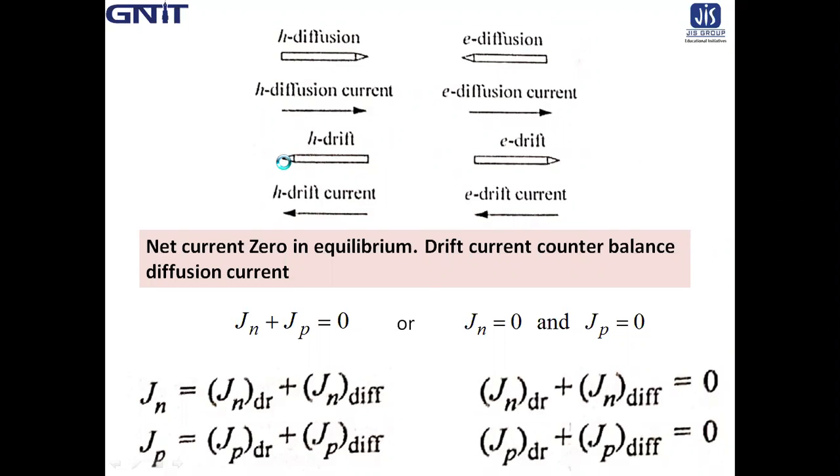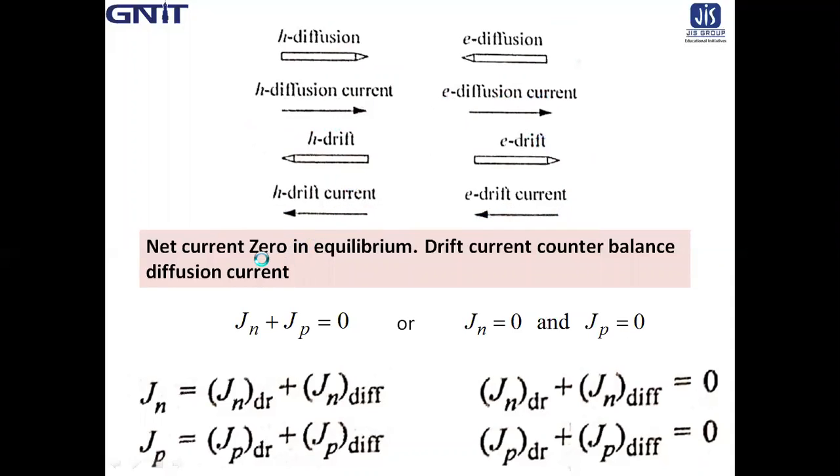Hole drift is from N to P. Similarly, hole drift current is in the same direction, from N to P. Electron drift occurs from P to N, and the direction of electron drift current is just the opposite direction of electron drift, that is from N to P. See, the hole and electron diffusion currents flow in the P to N direction, and the drift currents, due to hole and electron drift, flow from N to P region.